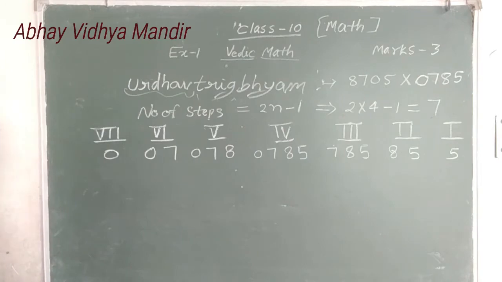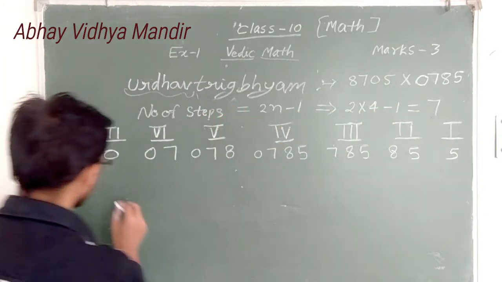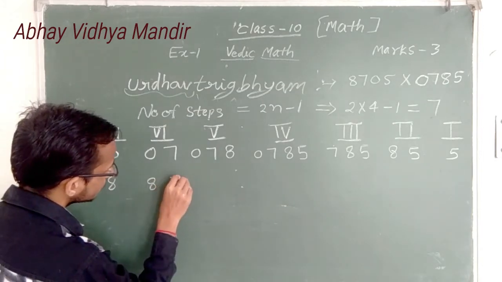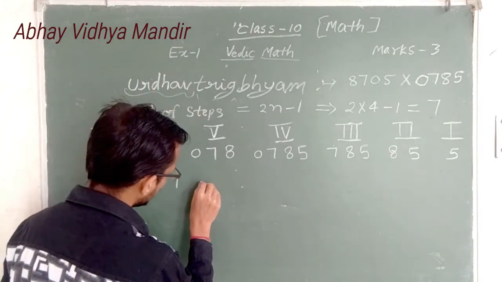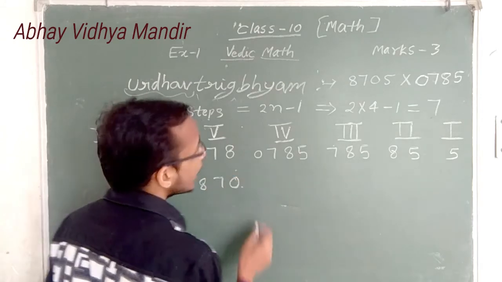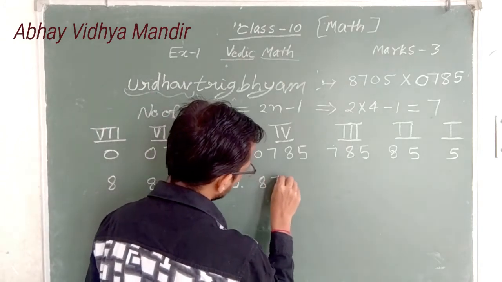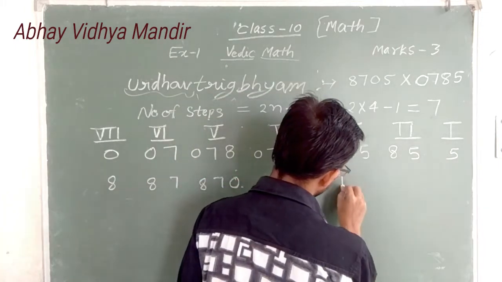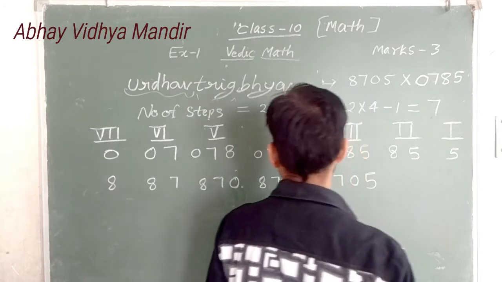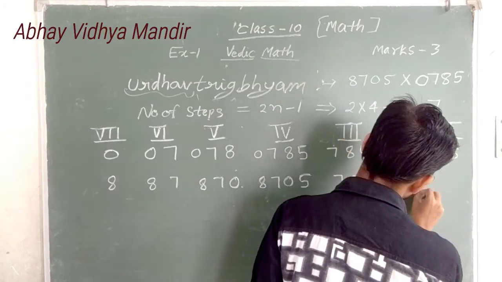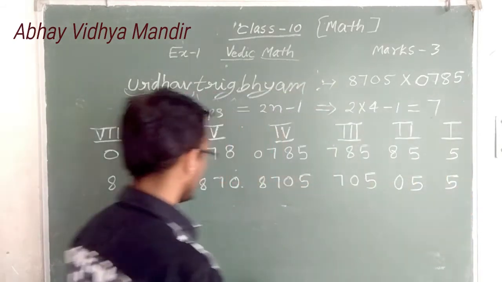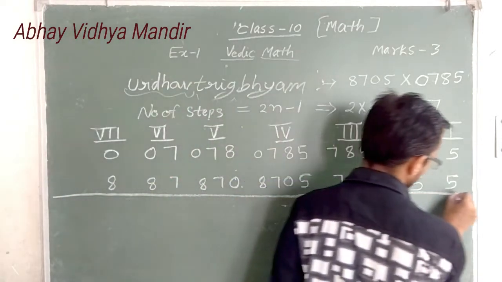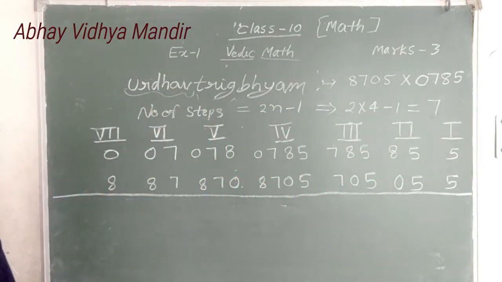Then in the next number: 8, 8 7, 8 7 0, 8 7 0 5, then 7 0 5, 0 5, and 5. Okay. Now we draw the line.